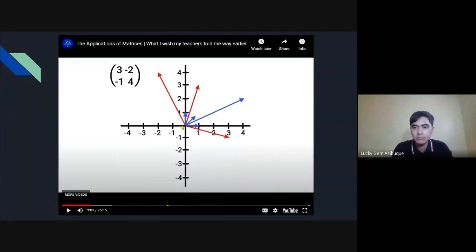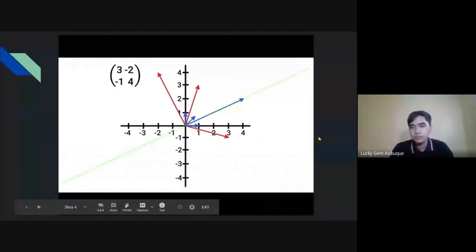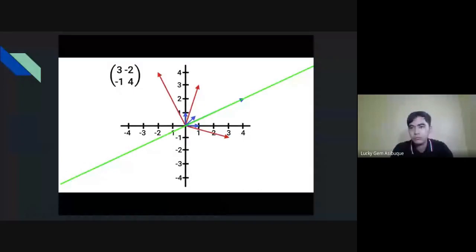Any vector on that same line, because of what we just saw. Any vector that is only scaled by a matrix is called an eigenvector of that matrix.